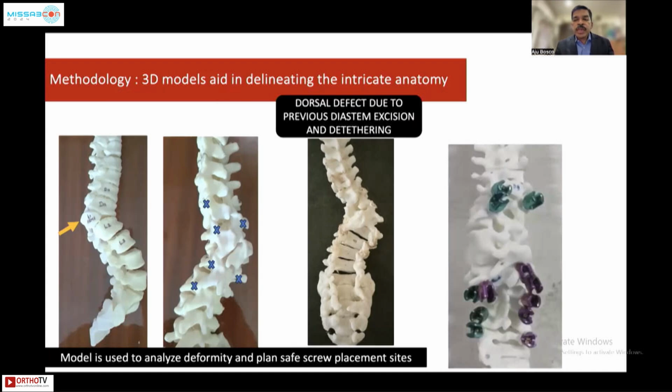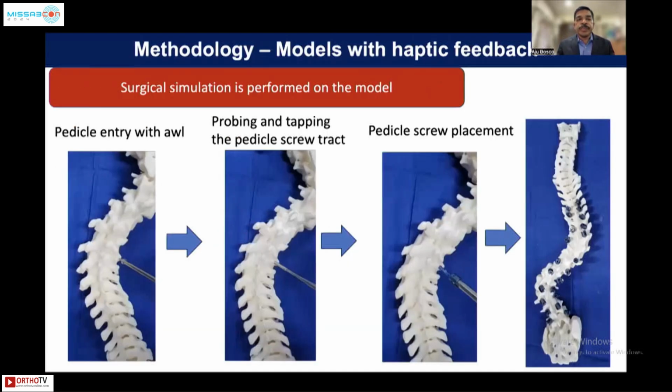This is another case of a complex kyphoscoliosis where the vertebrae were grossly rotated, and you can see that the neuroforamina are right in the posterior midline, where normally the surgeon will use the diathermy to expose. And this is where the nerve roots also exit, and these models are very useful to identify these defects and go for a safe surgical approach.